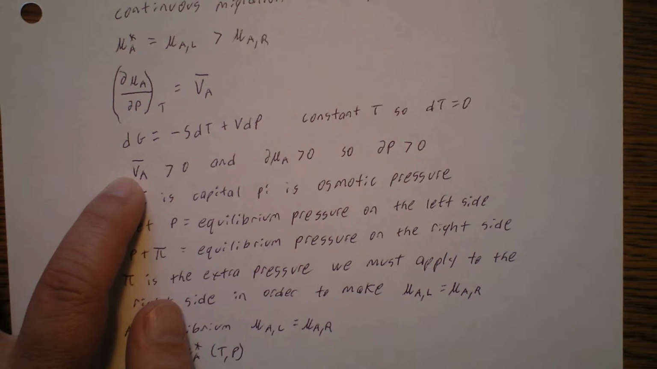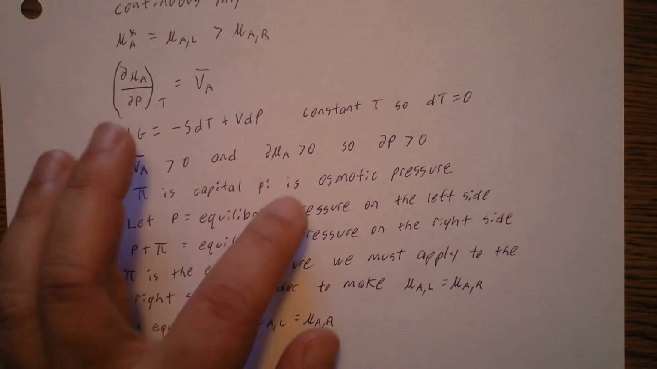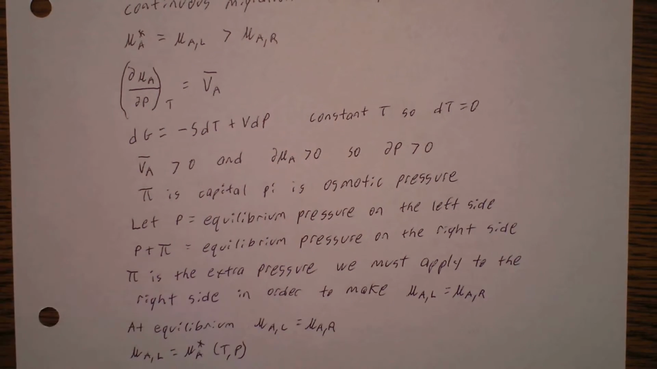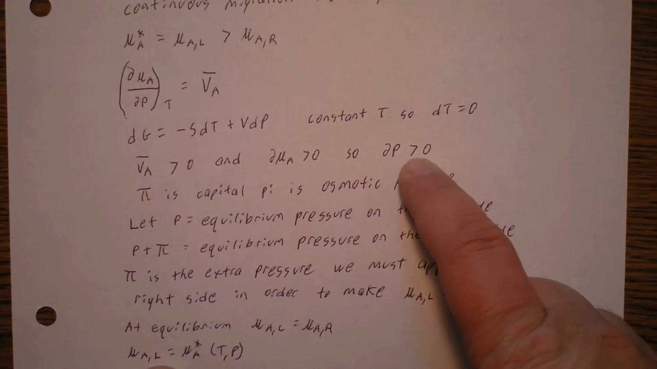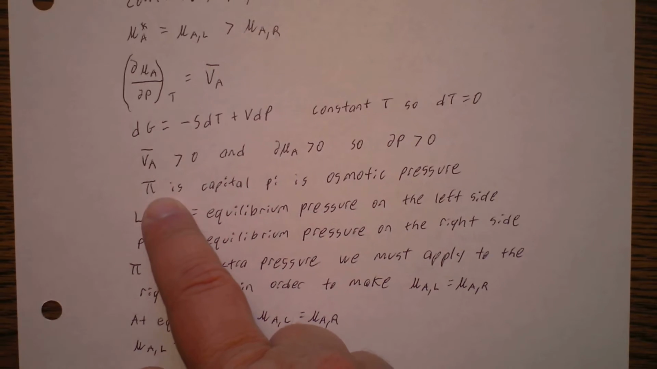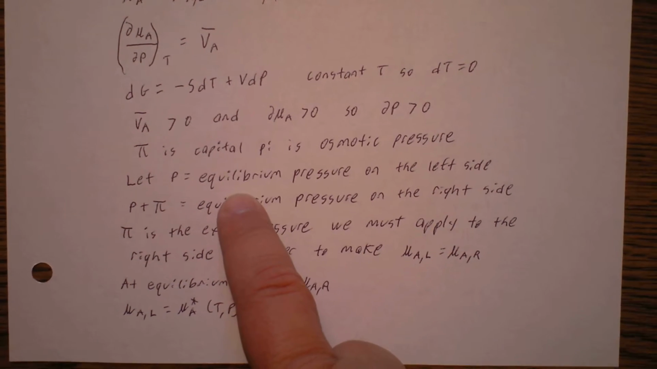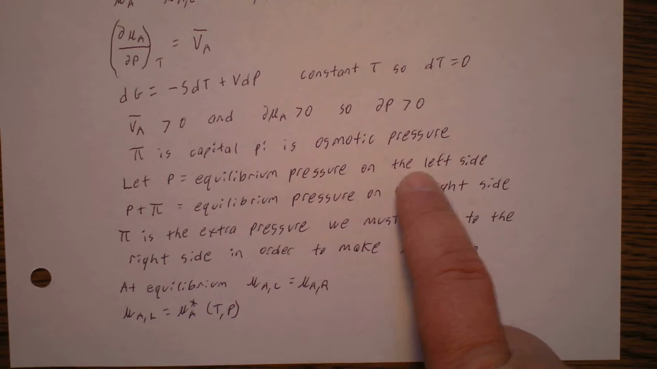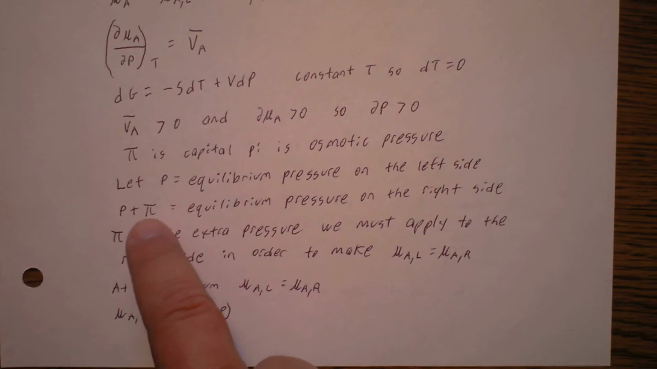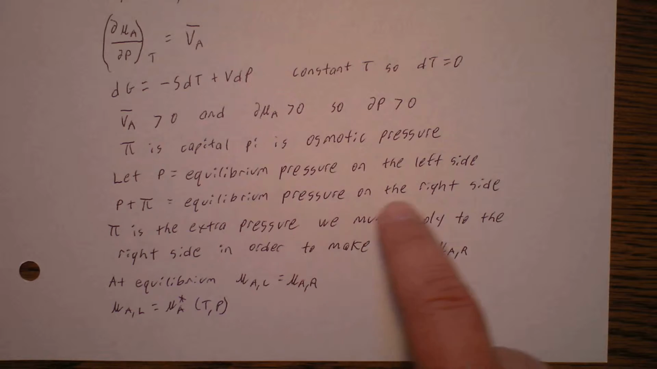Now we know the average molar volume of substance A is going to be greater than 0. And we also know that the partial derivative of the chemical potential of substance A is going to be greater than 0. So, therefore, the partial derivative of the pressure has to be greater than 0. Now we're going to use the capital Pi to denote osmotic pressure. Now let's say that P is equal to the equilibrium pressure on the left side. Then we have P plus Pi for osmotic pressure. That's going to be the equilibrium pressure on the right side.